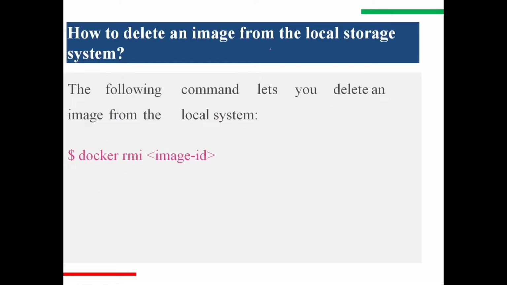Next question is how you delete an image from the local storage system. The following command can be used for deleting the image: docker rmi image ID. If you give docker images, you will see the image IDs. Just give any image ID you want to delete. RMI stands for remove image.